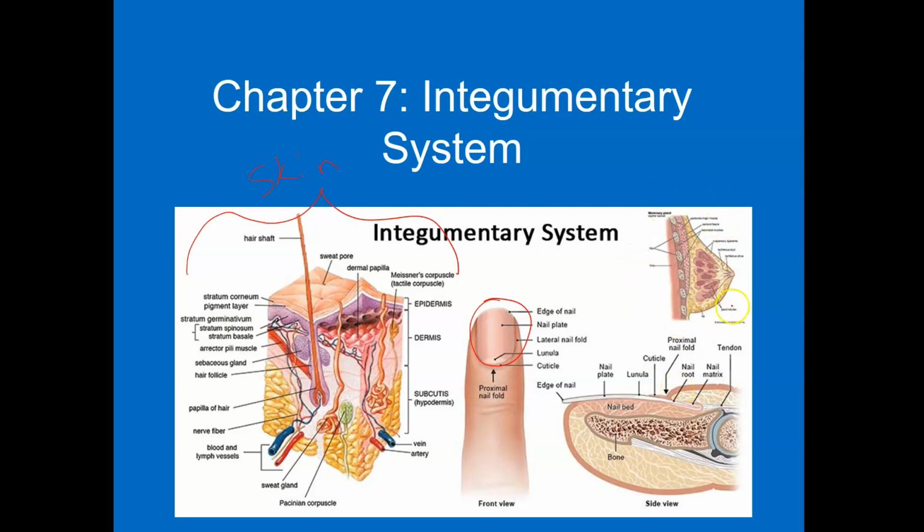The example we have here is a mammary gland. There are different kinds of glands in the skin. Some produce oils, some produce sweat. And in this particular case, mammary glands are producing milk for offspring.